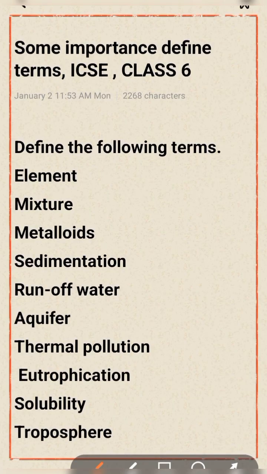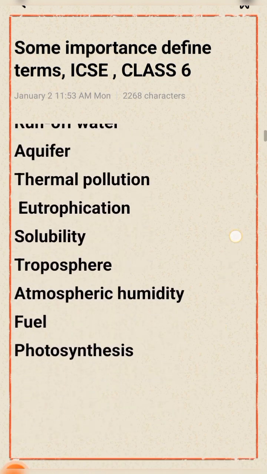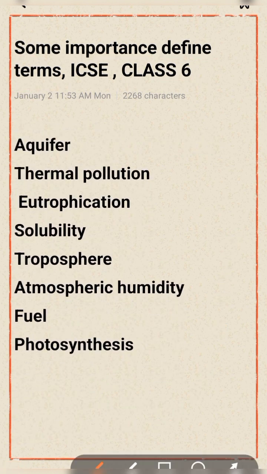My dear viewers, now discuss some important defined terms based on ICSE class 6. Defined terms, that is element, mixture, metalloids, sedimentation, runoff water, aquifer, thermal pollution, eutrophication, solubility, troposphere, atmospheric humidity, fuels, photosynthesis. Now discuss.